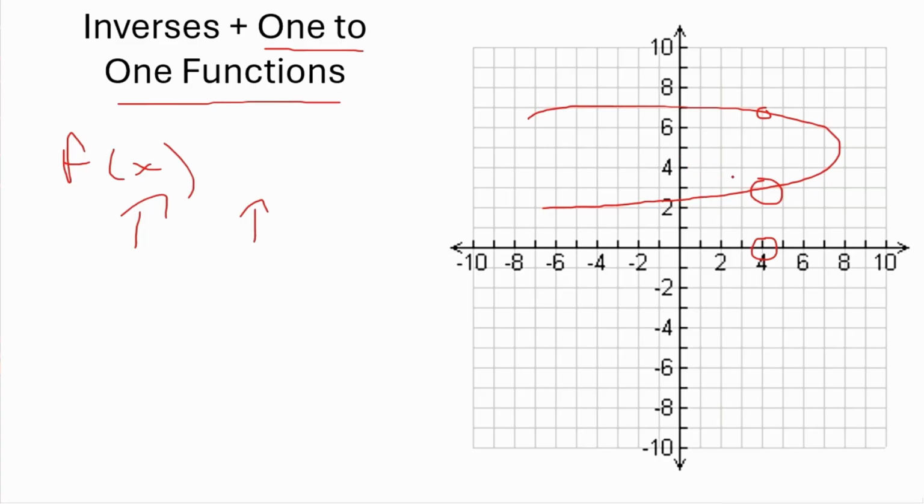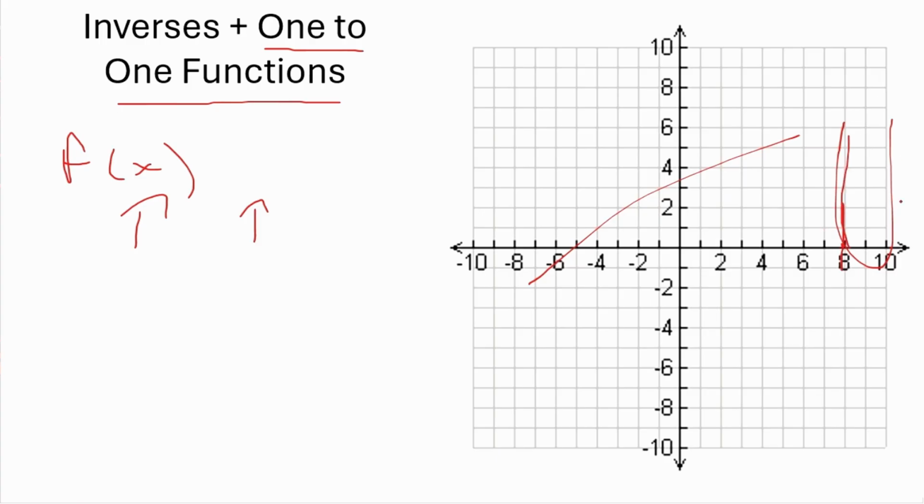Remember what we used to do to figure out if something was a function or not? We did the vertical line test. If at any point on a vertical line there are two different points of intersection, that means there are two outputs for a single input, then it is not a function. So this is a function, and this is a function. As long as one input only has one output, it's a function.